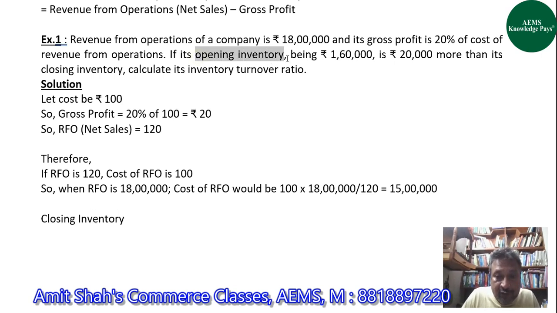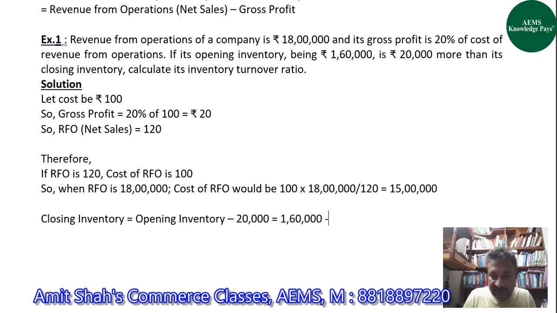Opening inventory is given to us, which is rupees 1,60,000, and it is 20,000 rupees more than the closing inventory. So closing inventory would be opening inventory minus 20,000, because opening is 20,000 more than the closing. That is 1 lakh 60 minus 20 means 1 lakh 40,000.